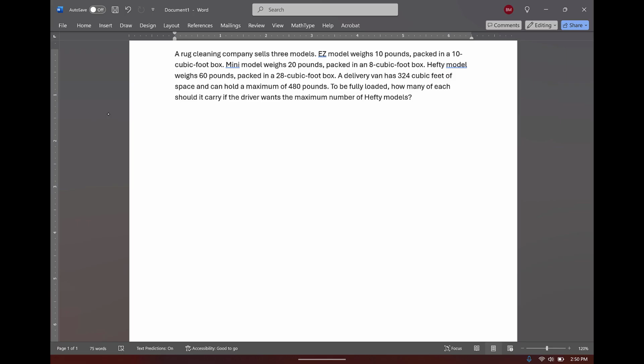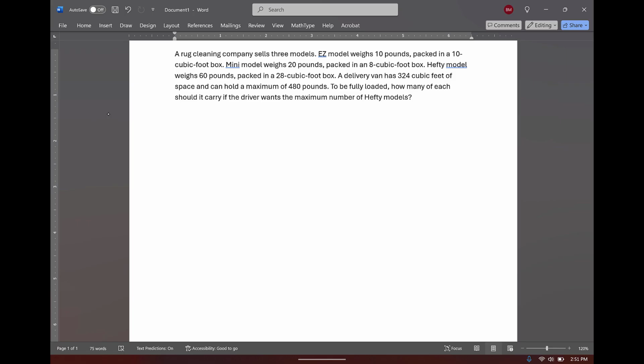So this problem states that a rug cleaning company sells three models. The easy model weighs 10 pounds packed in a 10 cubic foot box. The mini model weighs 20 pounds packed in an 8 cubic foot box. And the hefty model weighs 60 pounds packed in a 28 cubic foot box. The delivery van has 324 cubic feet of space and can hold a maximum of 480 pounds. So to be fully loaded, how many of each should the van carry if the driver wants the maximum number of hefty models?